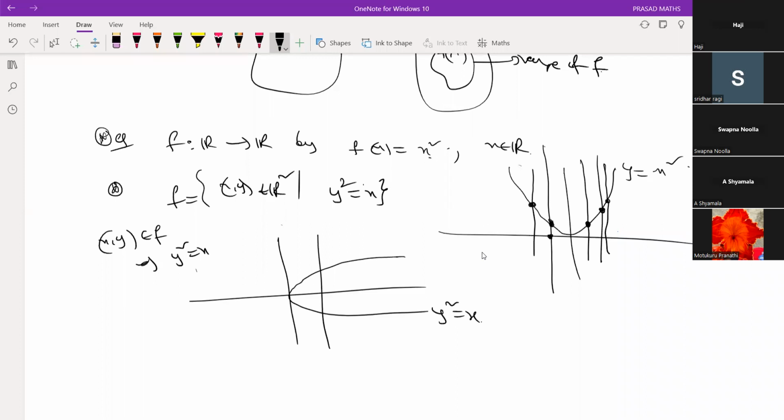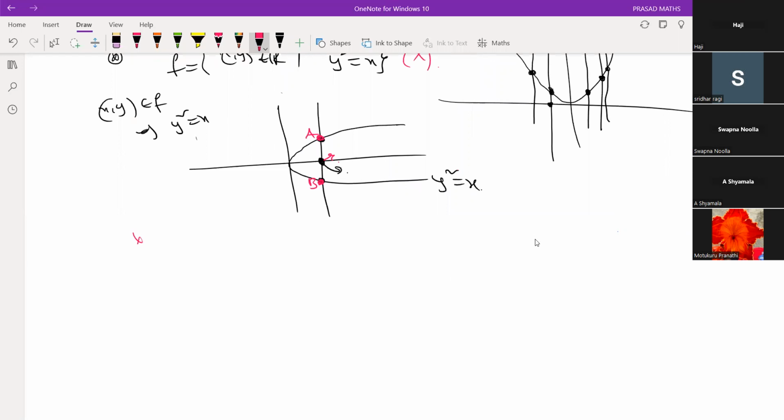So draw any line parallel to the x-axis. You know it meets at two points. Therefore, for this element there are two images. One image is this, and one image is this. This is my A image, and this is my B image for the same element. So therefore, it is not a function.